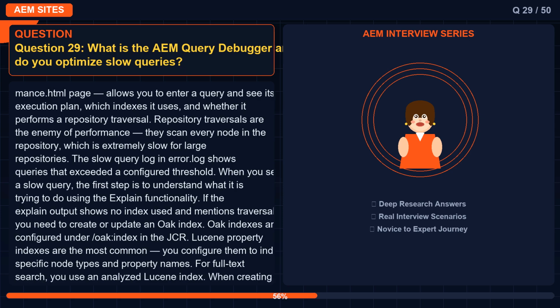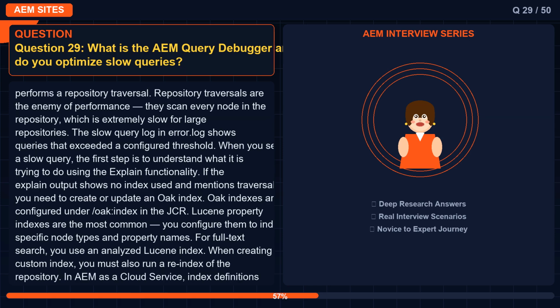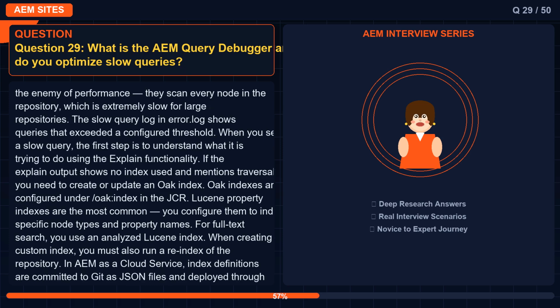The slow query log and error.log show queries that exceeded a configured threshold. When you see a slow query, the first step is to understand what it is trying to do using the explain functionality. If the explain output shows no index used and mentions traversal, you need to create or update an Oak index. Oak indexes are configured under /oak:index in the JCR.